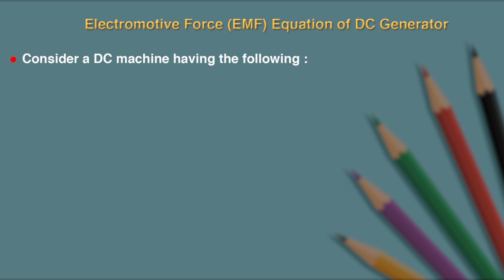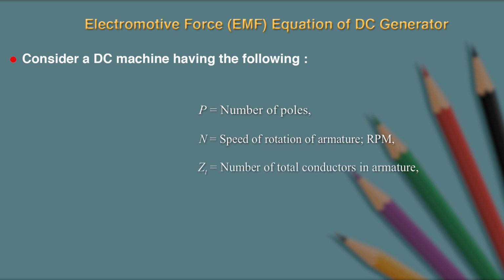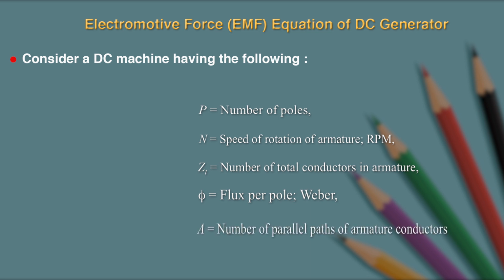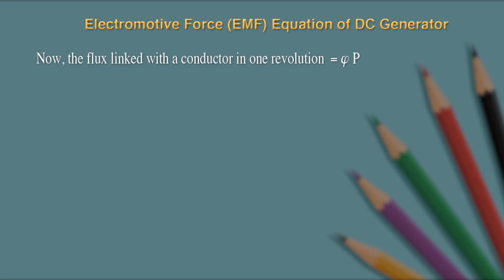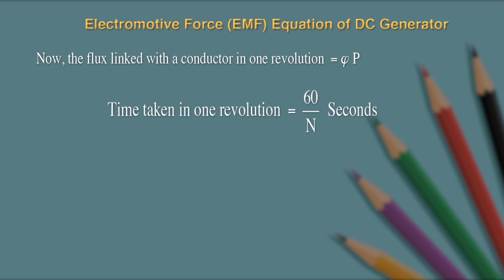Consider in the DC machine that P is the number of poles, N is the speed of rotation of the armature in RPM, Z is the total number of conductors in the armature, phi is the flux per pole in Weber, and A is the number of parallel paths of the armature conductor. The number of parallel paths depends on the type of winding, whether it is lap winding or wave winding. The flux linked with the conductor in one revolution is the flux per pole multiplied by the number of poles. The time taken in one revolution can be written as 60 upon N seconds.